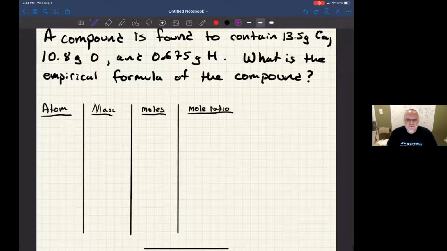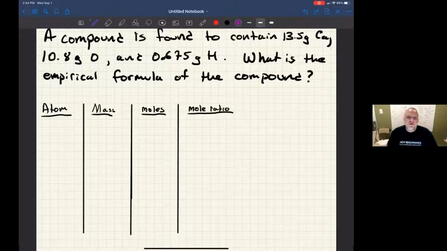So what you need to do in order to get the empirical formula is ultimately come up with the lowest whole number ratio of atoms. That's the definition of empirical formula. Now, you can also do that by coming up with the lowest whole number ratio of moles of atoms. And that's what this chart I have here in front of me helps me do.